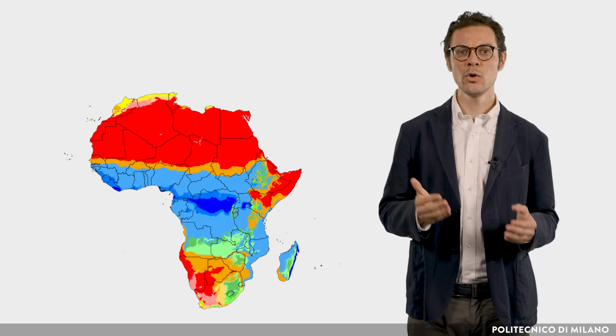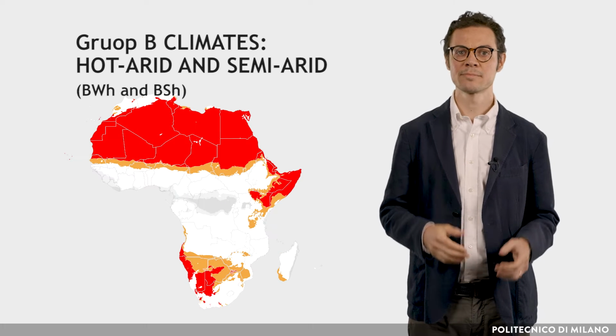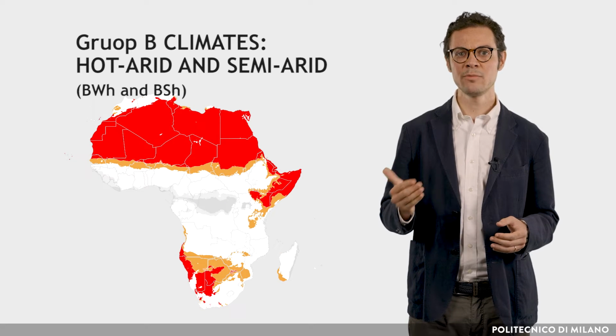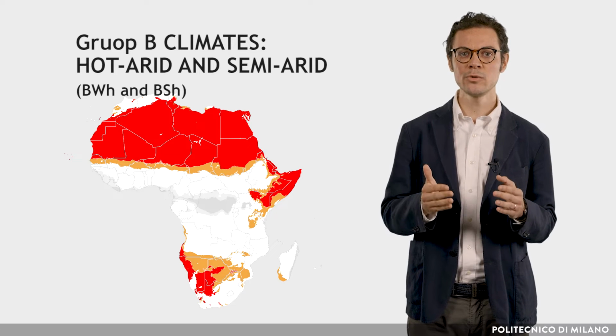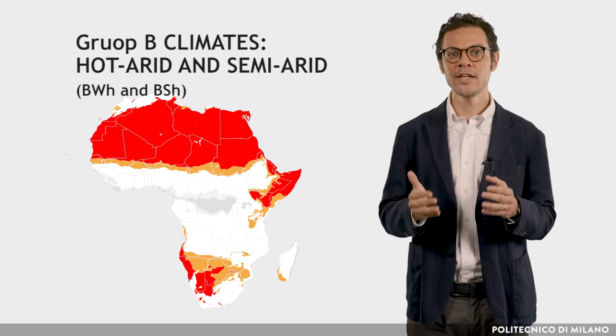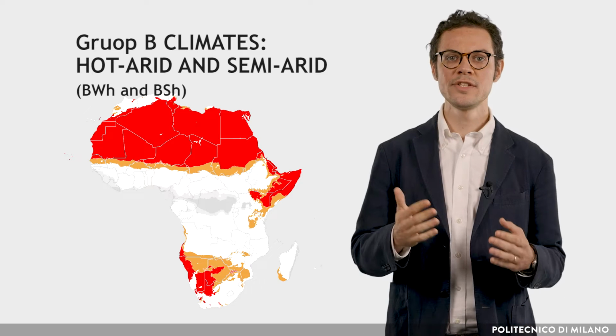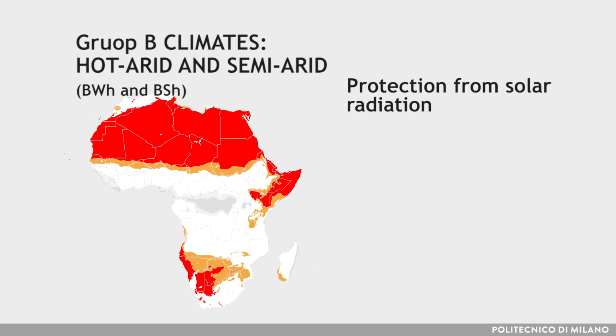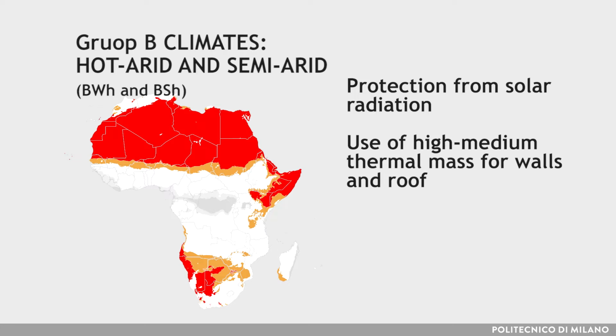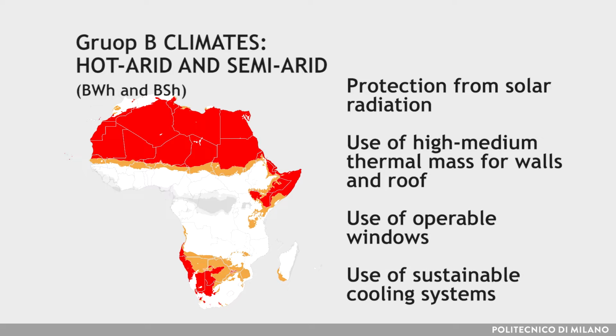Now let's move to hot, arid and semi-arid climates. Because of the high daily temperature variation, it is best to keep the heat out during the day and to ventilate during the night. To achieve this, four main provisions should be made: protection from solar radiation, use of high-medium thermal mass for walls and roof, use of operable windows, and use of sustainable cooling systems such as evaporative cooling.